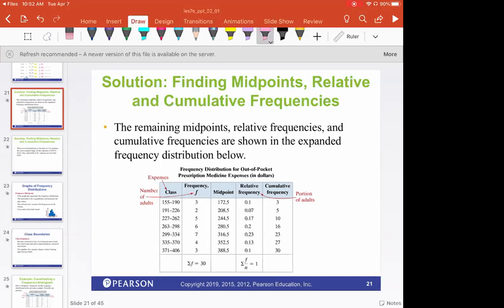Now, big important point: your relative frequency should always equal 1. And this is because it relates to the number of probabilities. So the number of probabilities always adds up to 1. And you'll see this in chapter 3 of your stats class.